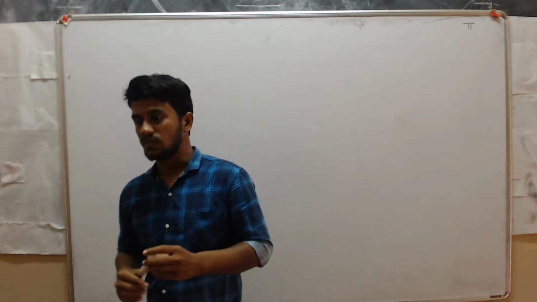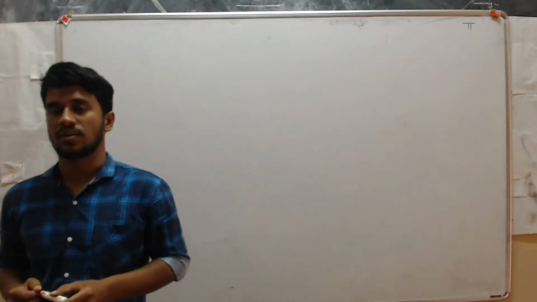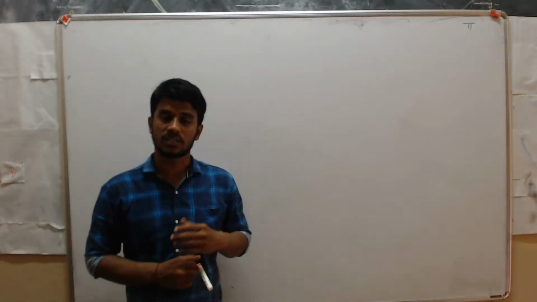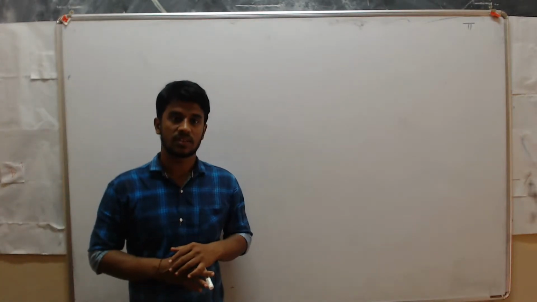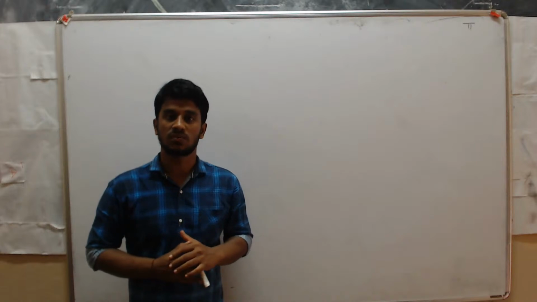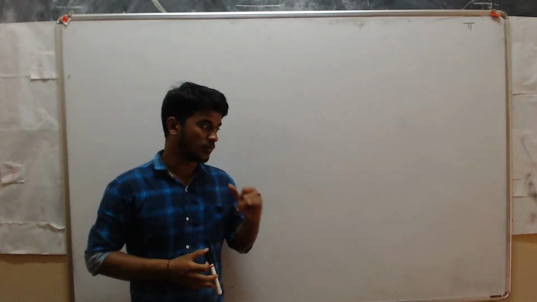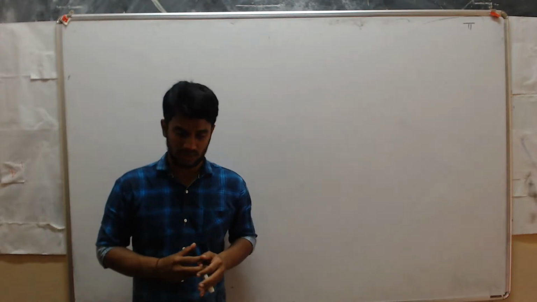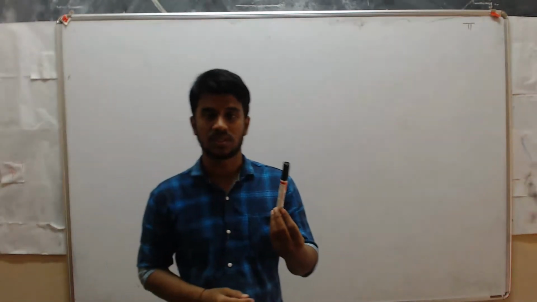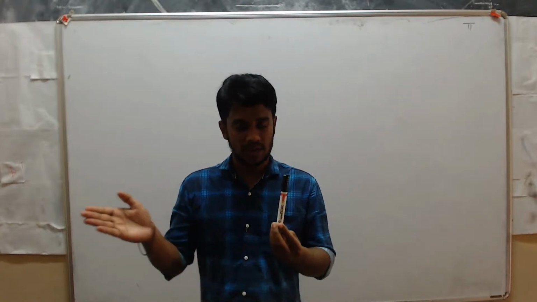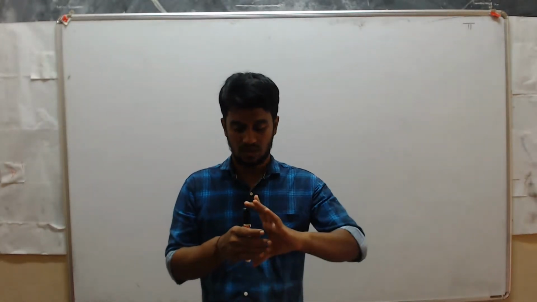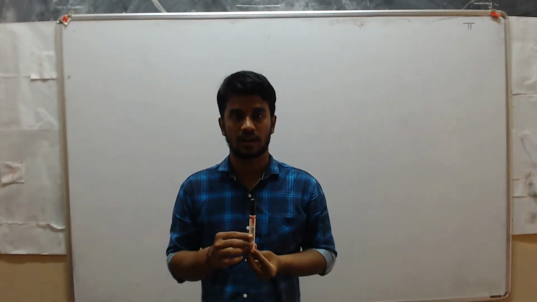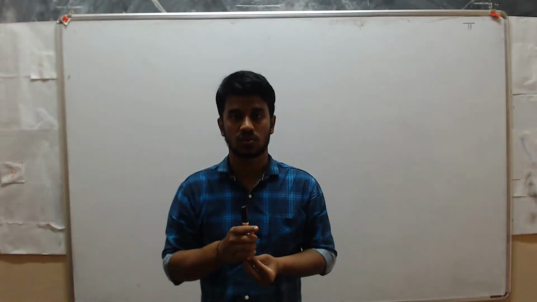See here, if you want to say work is done in science, two conditions are very important. One, the application of force, and two, displacement of that object. For example, see here, this is a marker. Now this is the position of the marker. I will apply some amount of force.